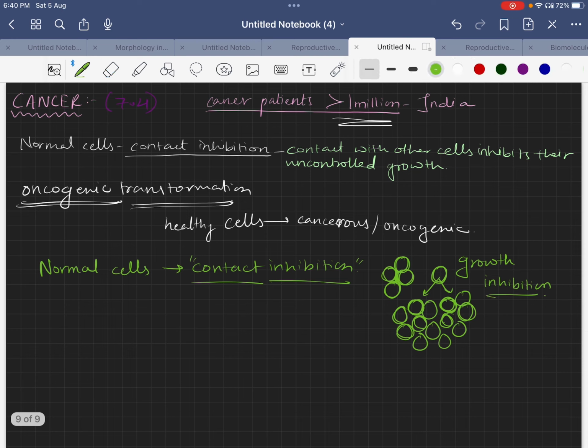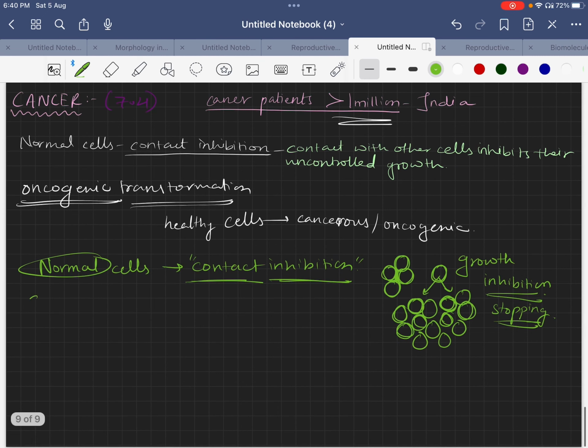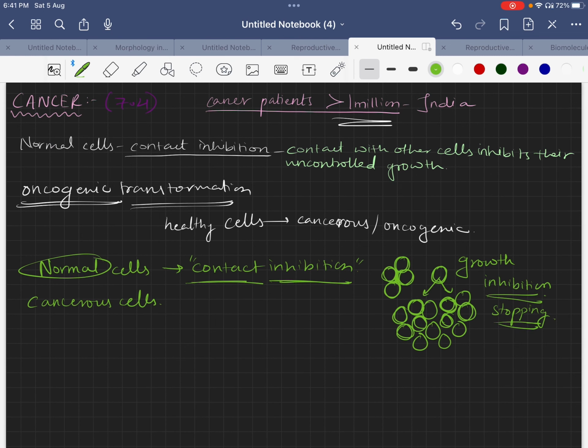Okay, so inhibition means stopping. Normal cells, when they come in contact with other cells, stop growing. This is a property which is shown by normal cells. Cancerous cells, on the other hand, do not show this property, at least most of them do not.